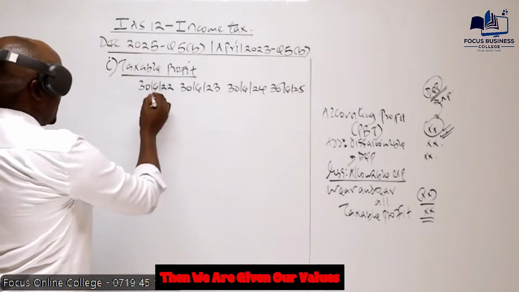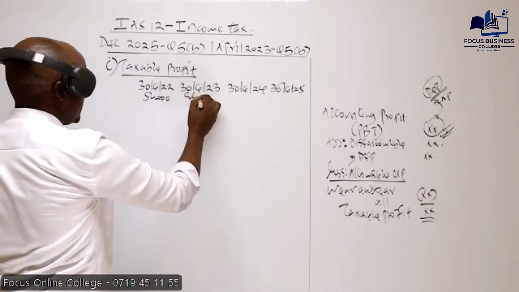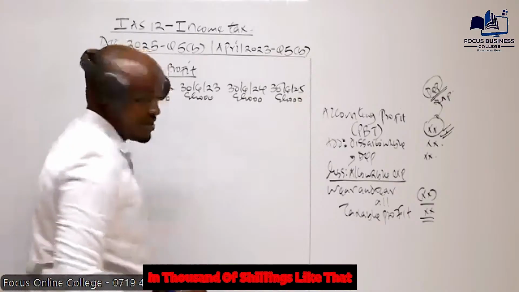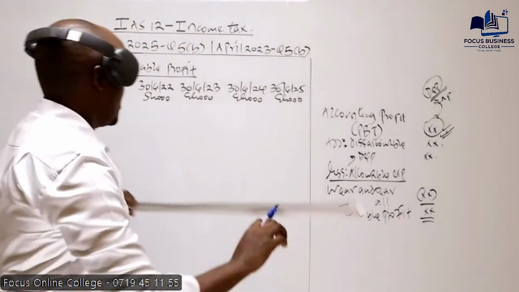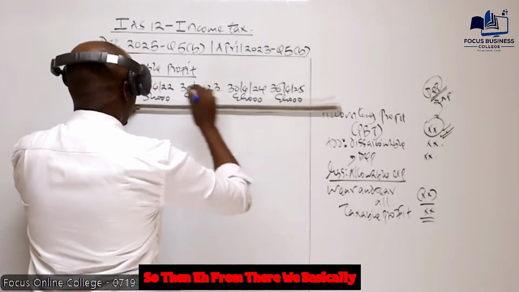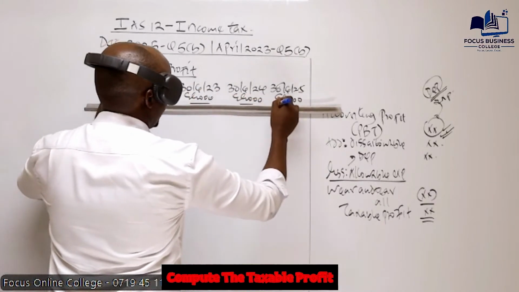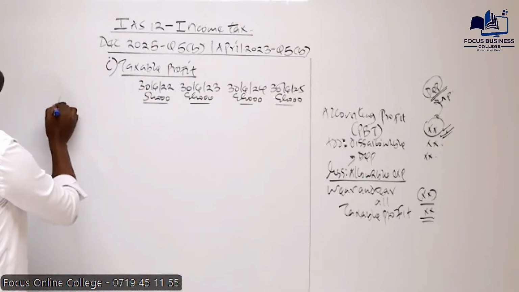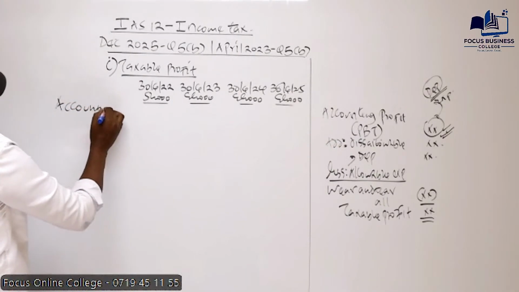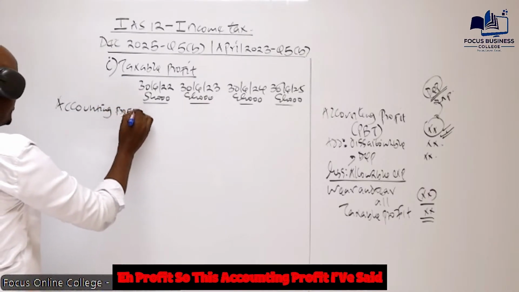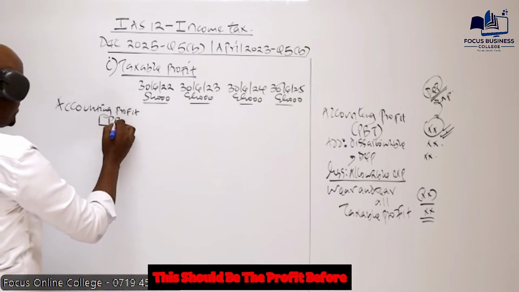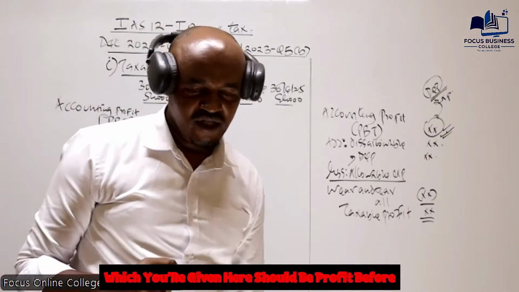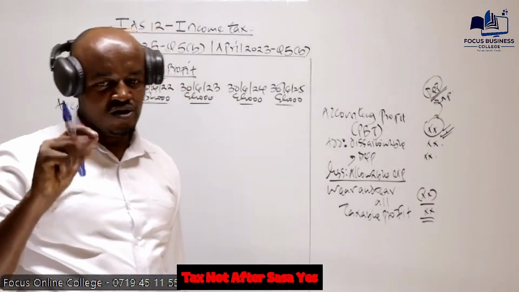Then we are given our values here in thousands of shillings. So then from there, we basically compute the taxable profit using this particular format here. So we start with the accounting profit. This accounting profit, I've said, should be the profit before tax. That's why I've said in this question, there was a small typing error. The profit which you're given here should be profit before tax, not after.